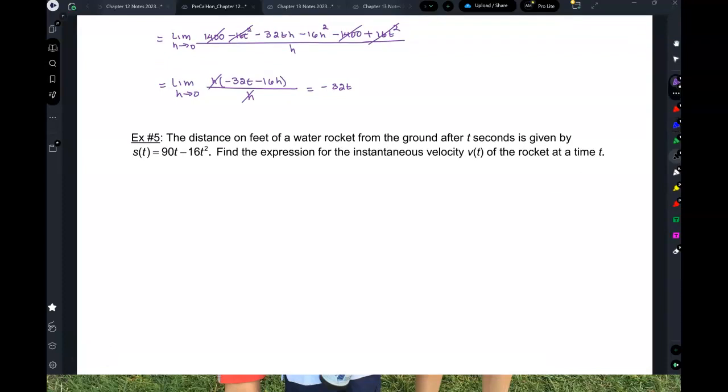Okay. The distance in feet of a water rocket from the ground after t seconds is given by this. Find the expression for the instantaneous velocity v of t of the rocket at a time t. I'm going to give you guys a minute and a half to do this. So you're going to do v of t is equal to the limit as h approaches 0, s of t plus h minus s of t over h. Okay, you have a minute and a half. On your mark, get set, go.